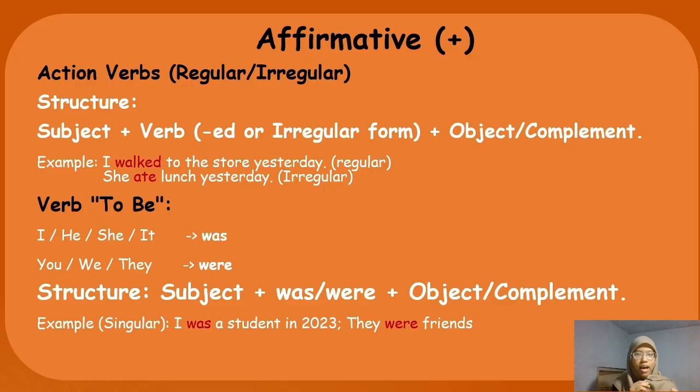For example, I was a student in 2023. So I is singular, and you can use was for the verb. Next is, they were friends last year. The subject is plural, they, and you must use were for the verb.